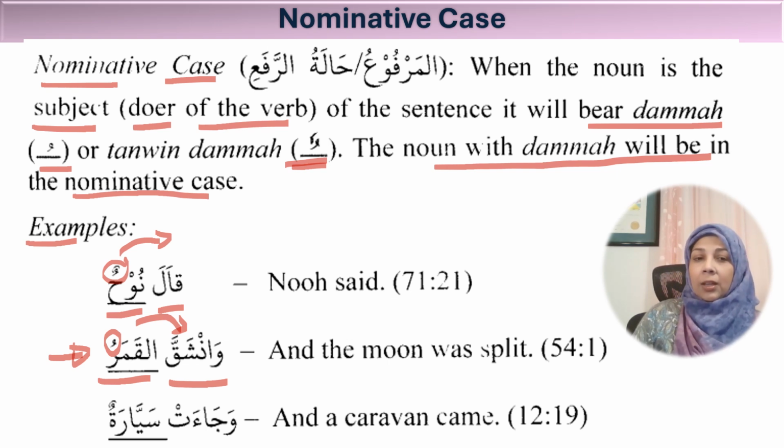Here's another example. Waja'at sayyaratun. So we observe here that sayyaratun is the subject of the verb ja'at. And once again, it has a tanween dhamma, which shows that it is in the nominative case, it is marfu'un.